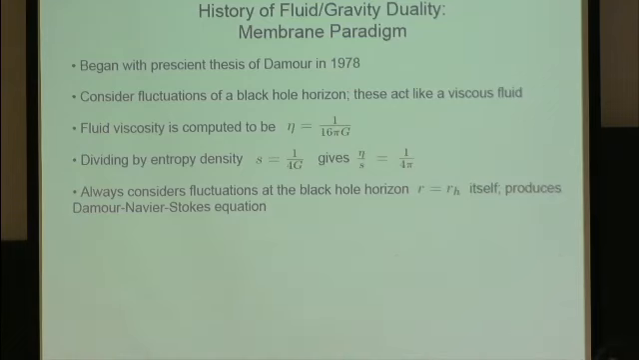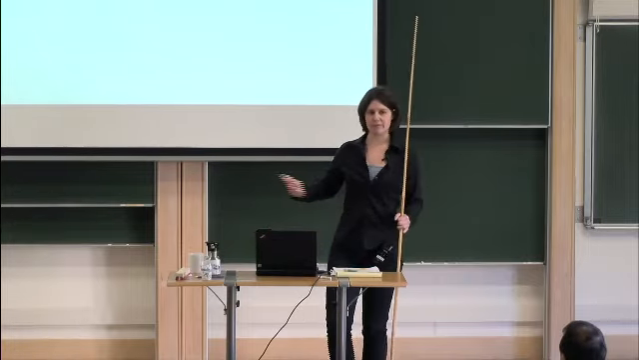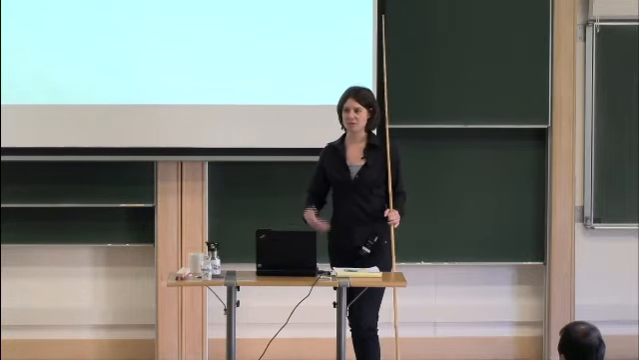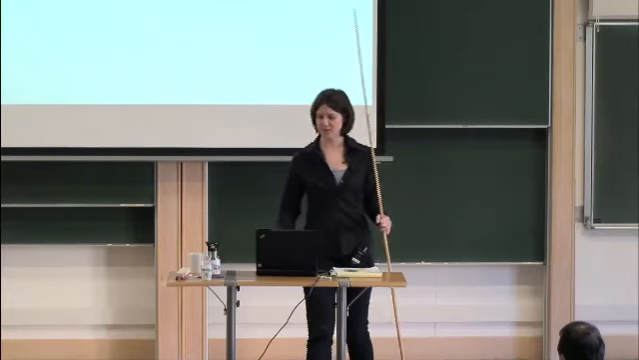So of course, we've heard this eta over s is 1 over 4 pi pretty frequently. It will come up several times here, and of course our work reproduces that same result too. The membrane paradigm approach is always considering fluctuations at the black hole horizon or at a modification of a stretched horizon right around it. It produces not just the Navier-Stokes equation, but a more complicated thing called the Damour-Navier-Stokes equation. Basically, it has some extra degrees of freedom that are still present.